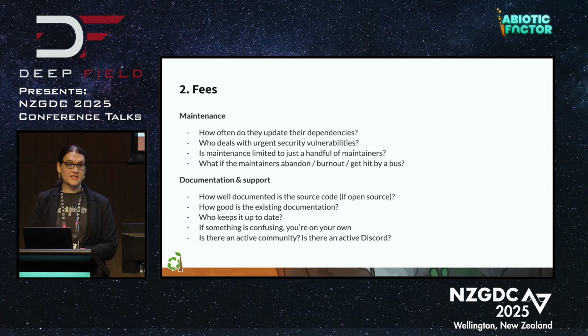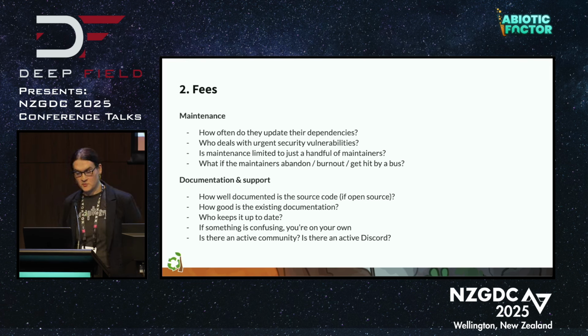And with documentation and support, how well documented is the source code, if you have access to the source code? Hopefully you have access to the source code. How good is it? Do you understand it? Who keeps the source code up to date? So I found, for example, with NZGDC, there was a wiki, there was a community online, the documentation was actively updated. With jMonkeyEngine, all the tutorials were out of date. If you're using something that has no fees or is open source, if something is confusing, you're on your own.